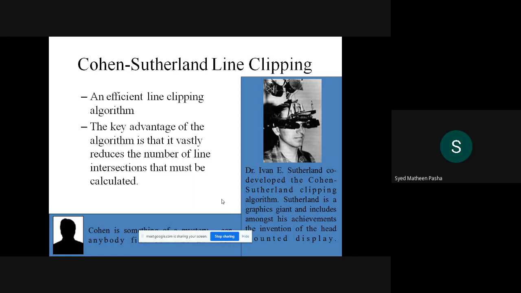What happens in the Cohen-Sutherland line clipping algorithm? It basically divides whatever line segment you are defining into 9 regions first, and then performs line clipping. So these are two important points you need to mention wherever you are writing the Cohen-Sutherland line clipping algorithm. What was the one point? It is used only for line clipping.